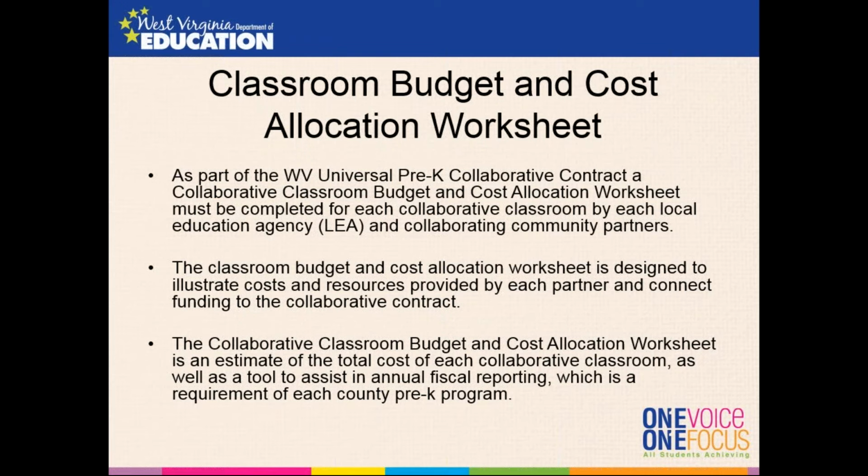And then the other point that we want to talk about before we go into the nuts and bolts of it is that the collaborative classroom budget worksheet is a total estimated cost. Basically, you're predicting, ballpark, what the teacher is going to cost, what the assistant teacher is going to cost, what the facilities are going to cost, but it is an estimate. It is not a precise number. And we know that things can happen and budgets can change, and we'll talk about how that's captured at the end. But it is an estimated worksheet.